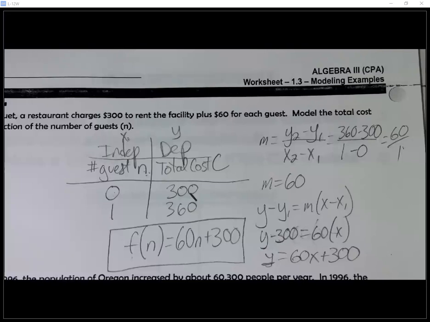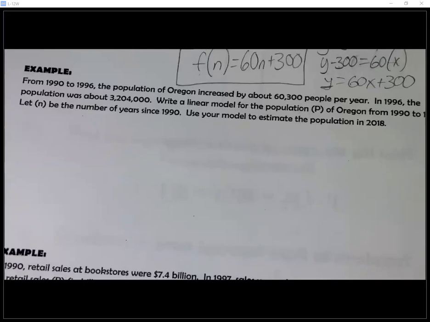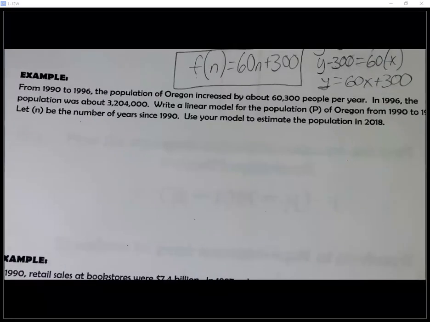Let's see. Number 2, what do you got going on here? All right, from 1990 to 1996, the population of Oregon, or is it Oregon? I don't know how to say it. Is it Oregon? Nobody says Oregon? But isn't it the Oregon Trail? That's what we all said. Whatever, I'm saying Oregon. You say what you want.